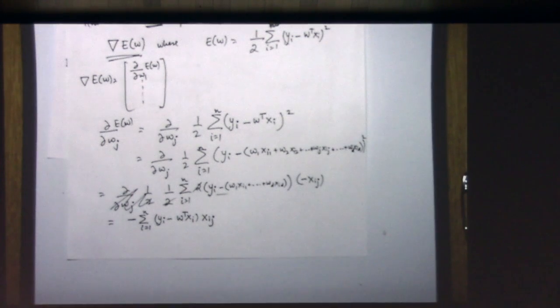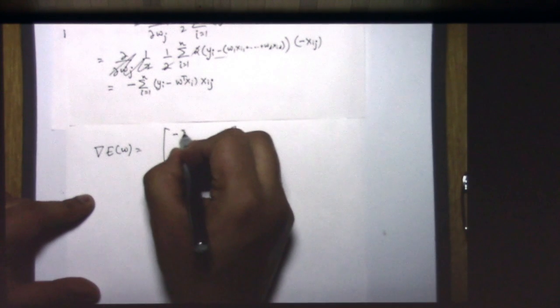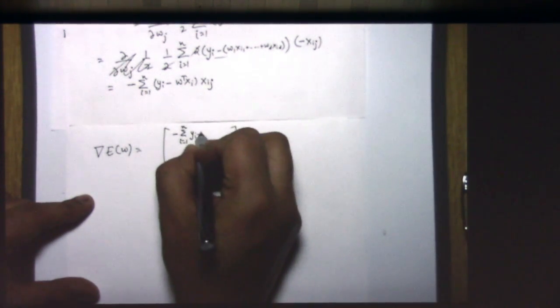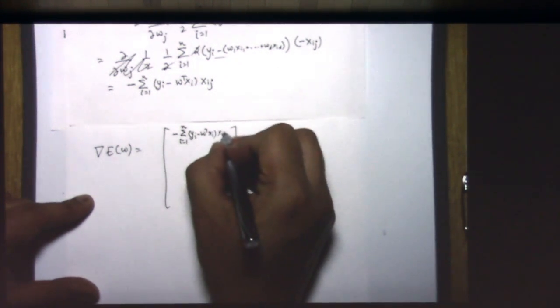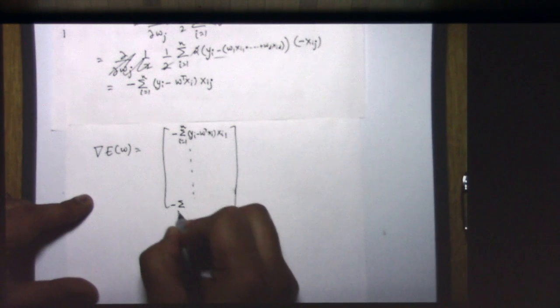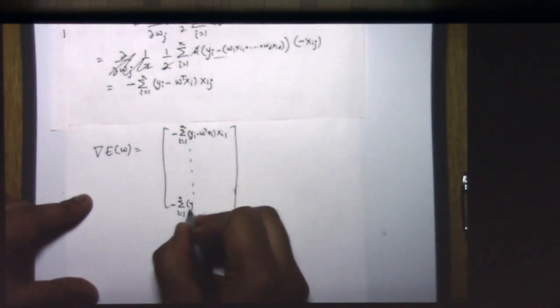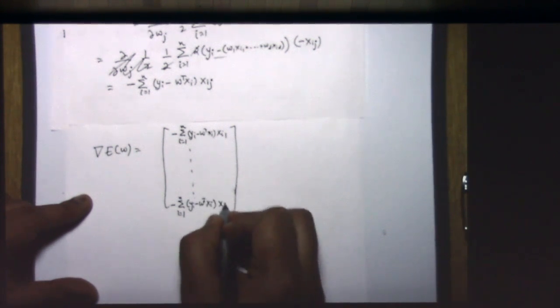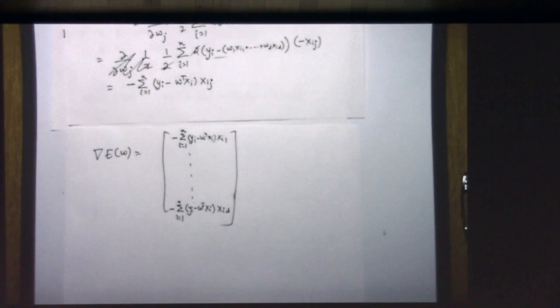Now we can put them all in a vector and create the gradient, even though we don't really need the gradient. So the gradient of E of W will be minus summation i equal to 1 through n of (y_i minus W transpose x_i) times x_i1 and so on. Every time, this is replaced by the index of the row, up to x_id. All right, any questions so far? Perfect. So this is the gradient. Now we can easily do our updates. So our GD perceptron learning will go like this.